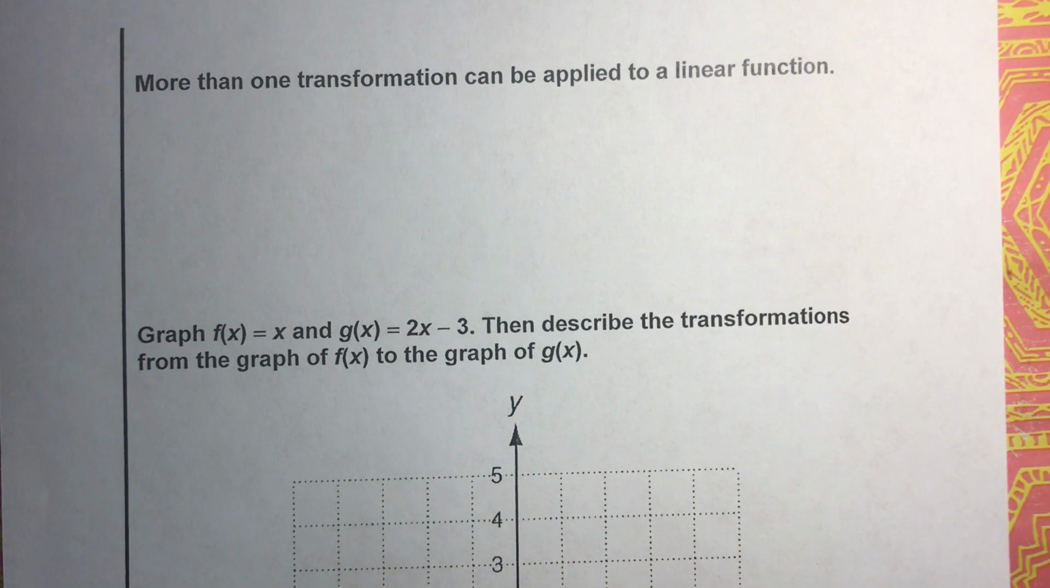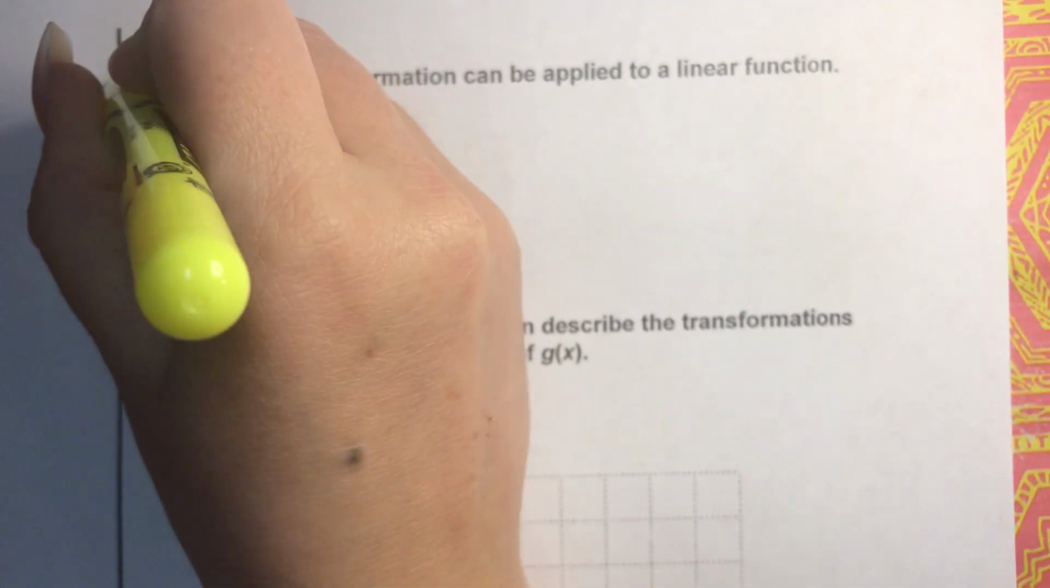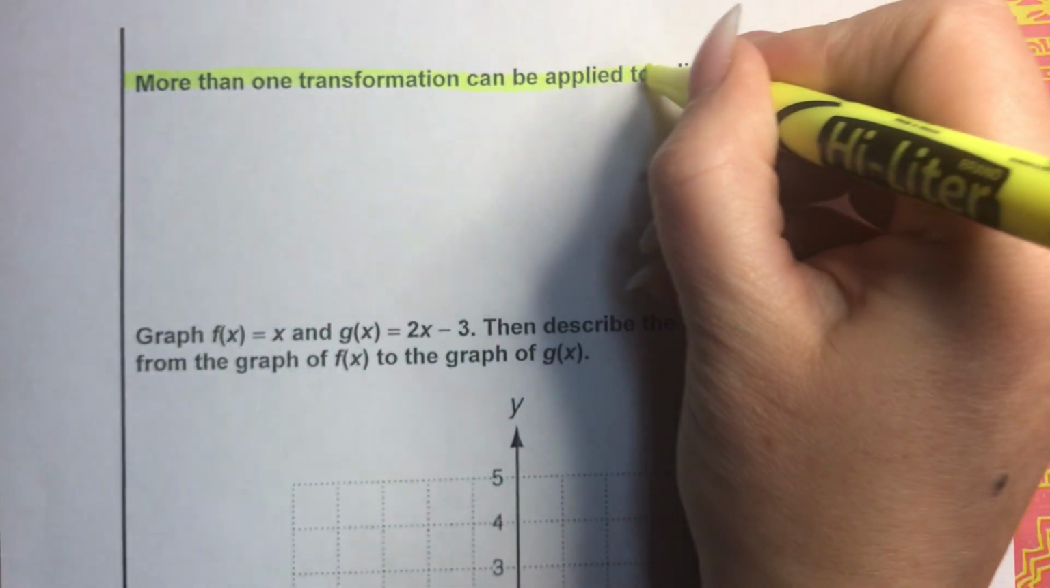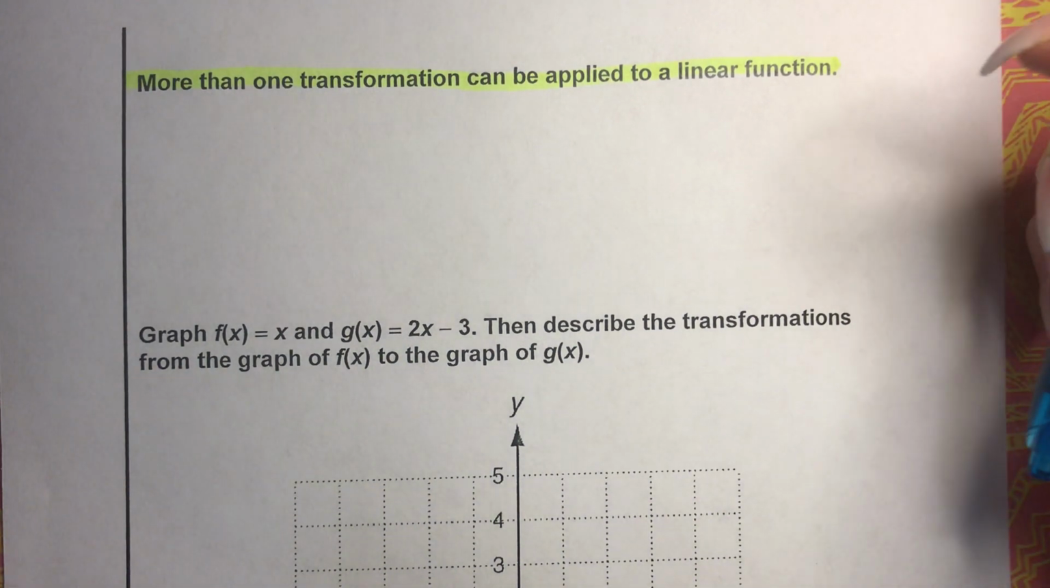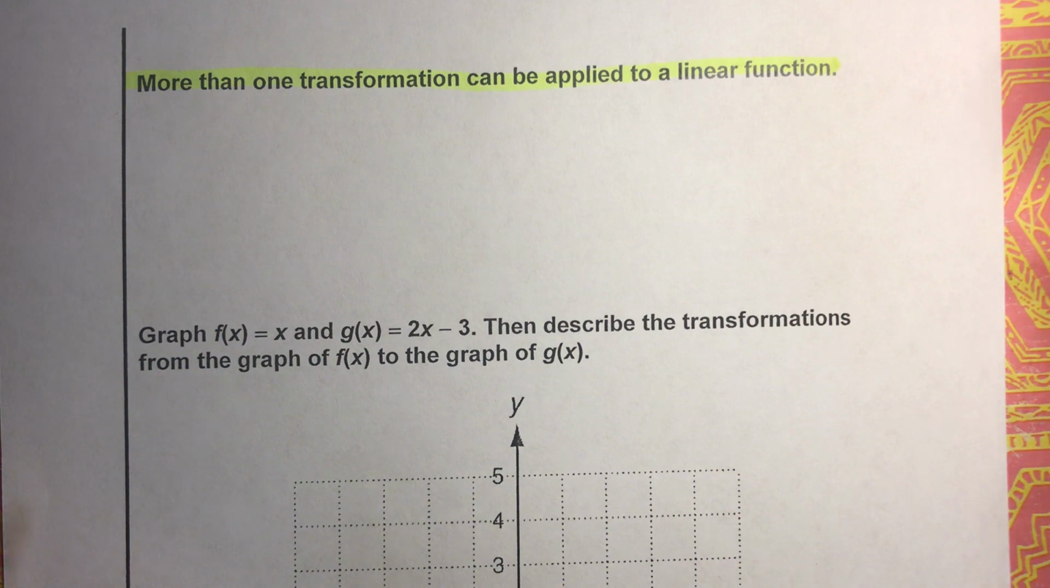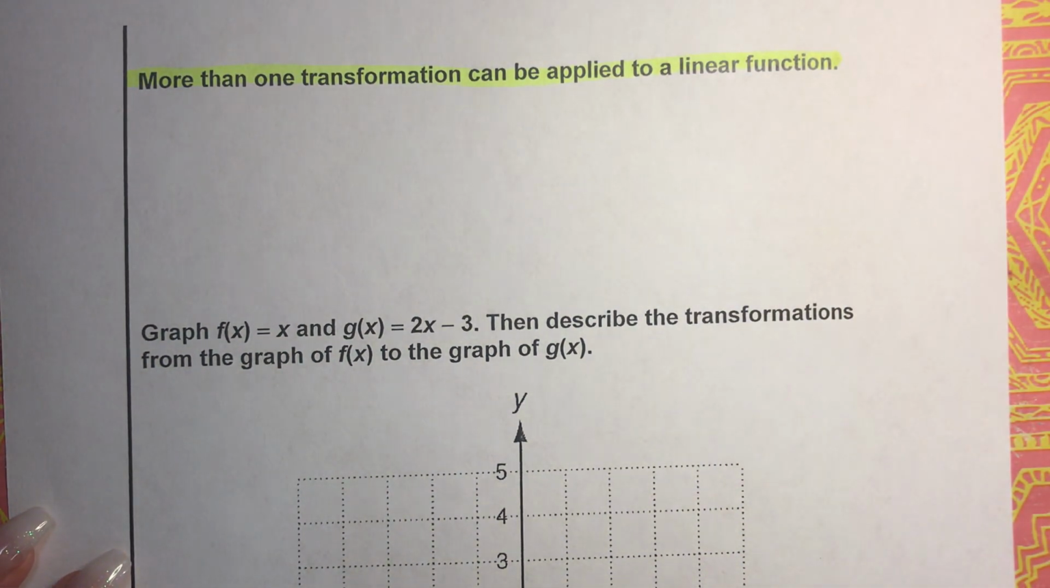All right, welcome back. So what we're going to be looking at now is that more than one transformation can be applied to a linear function, right? We talked about three. We talked about translations, rotations, and reflections. So there's three of them. And so all of those three can happen at the same time.